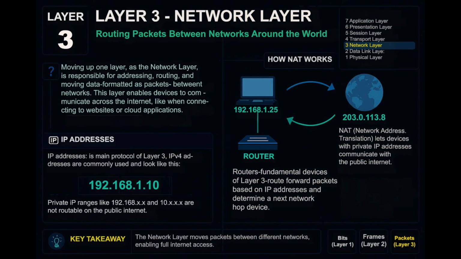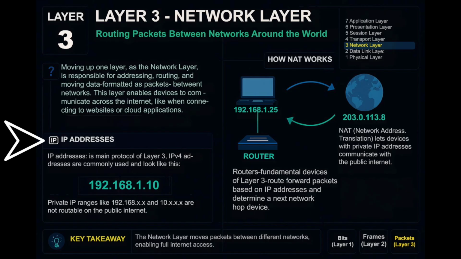Moving on to Layer 3, the network layer. This is where networking becomes global. While Layer 2 is focused on communication inside a local network using MAC addresses, Layer 3 is responsible for logical addressing, routing, and moving data between different networks. It is the layer that allows your device to communicate with systems far beyond your home or office, including websites and cloud services across the Internet. This is where IP addresses live.